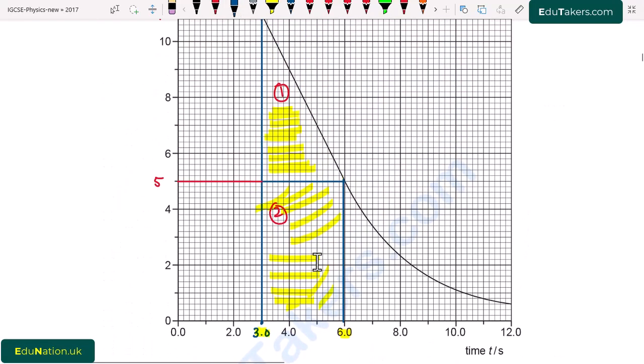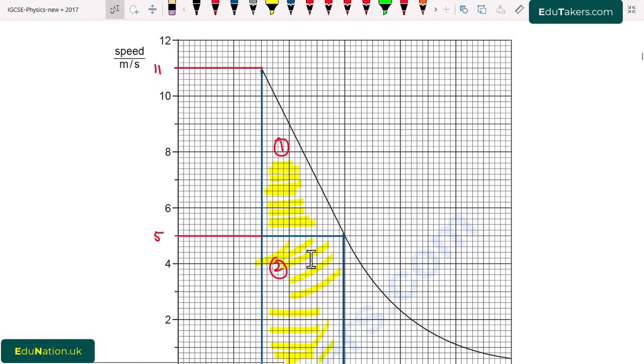So first of all we calculate the area of this triangle. At this point it is 3.0 second and here is 6.0, and it's a triangle. The area of triangle will be half base, which is in this case time, 6 minus 3, it is 3.0, multiply by height, here it is 11 and it's 5. So 11 minus 5 is 6. It is 6, which is the area of first region.